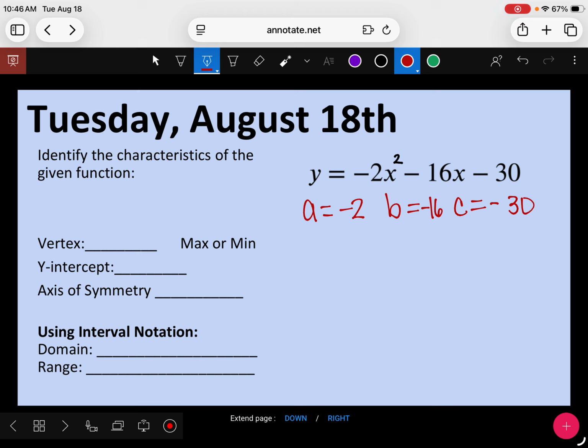So the first thing we need to do is find the vertex. I feel like I'm a robot because I say the same thing every single day.